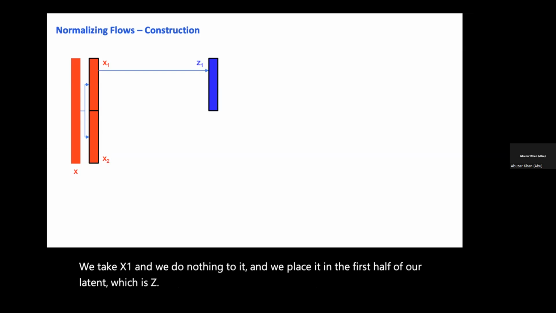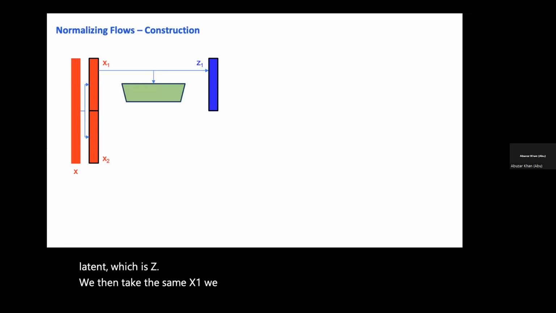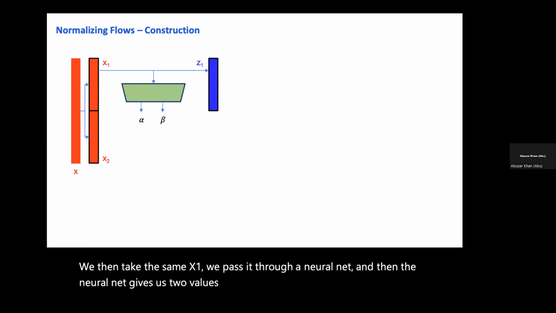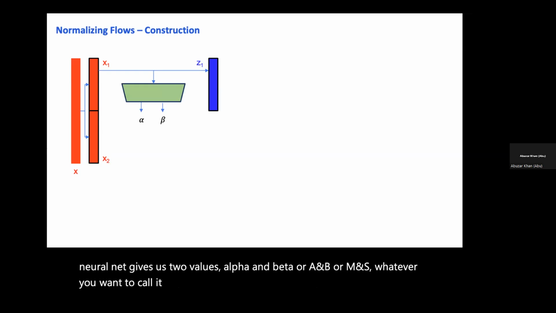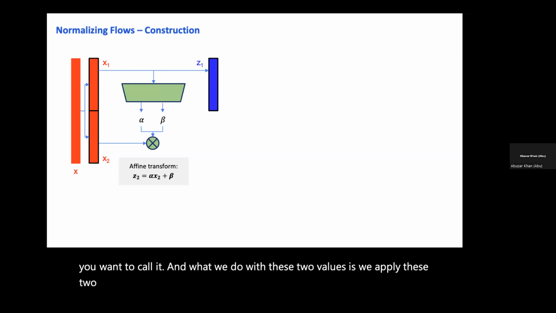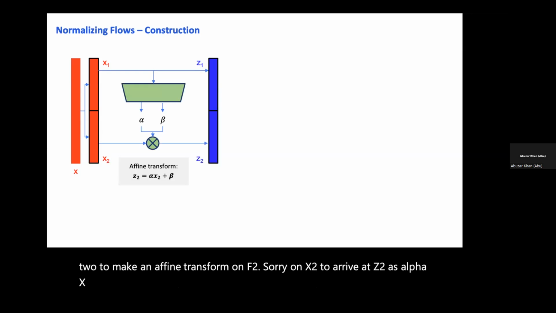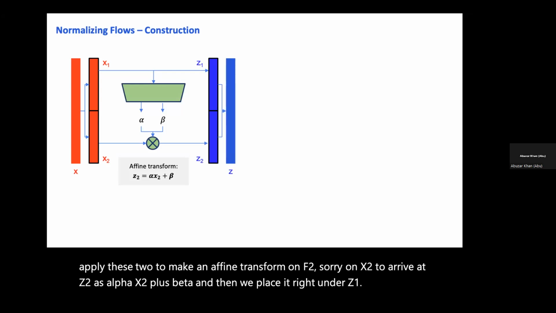We then take the same x1, we pass it through a neural net, and then the neural net gives us two outputs, or A and B, or M and S, whatever you want to call it. And what we do with these two values is we apply them to make an affine transform on x2 to arrive at z2 as alpha x2 plus beta, and then we place it right under z1, right? And then all we do is concatenate them, and then we have Z.